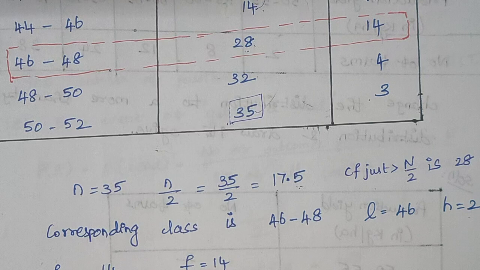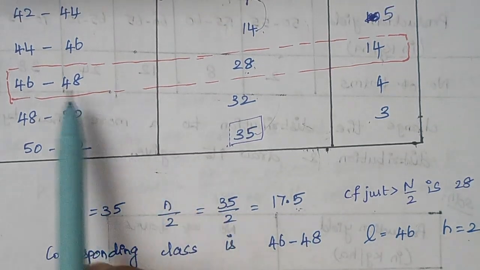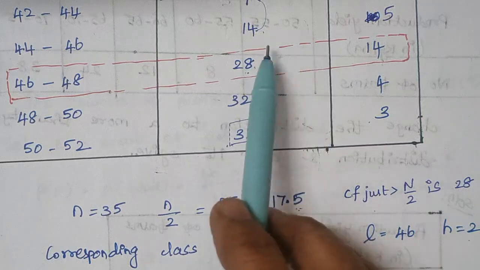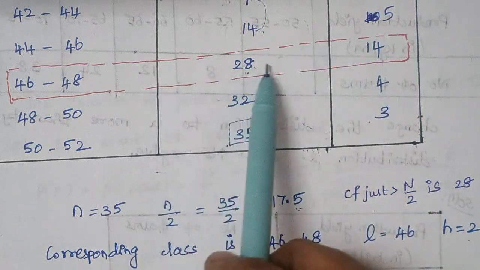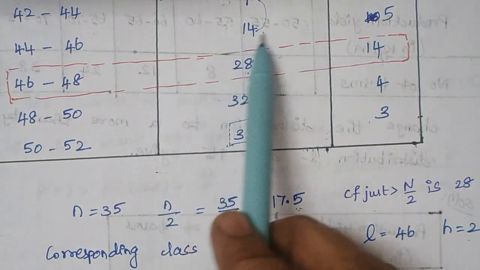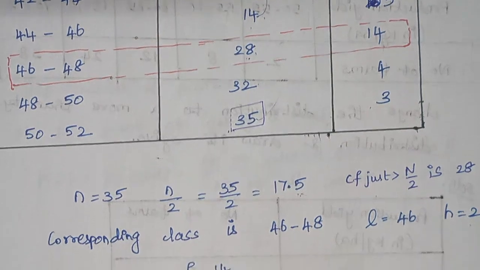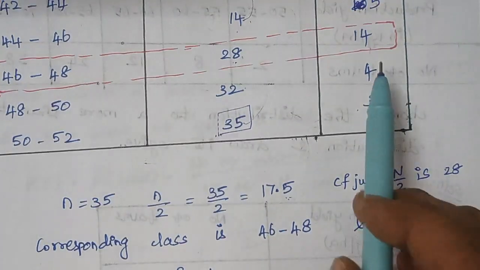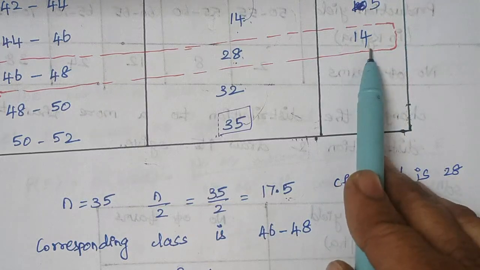So what about the value of cumulative frequency? That is, for the selected row, the value of cumulative frequency prior to the row. So this is our row, and the value prior to this is 14. So the value of cumulative frequency is 14. And what about the frequency here? The respective value of frequency is also 14.